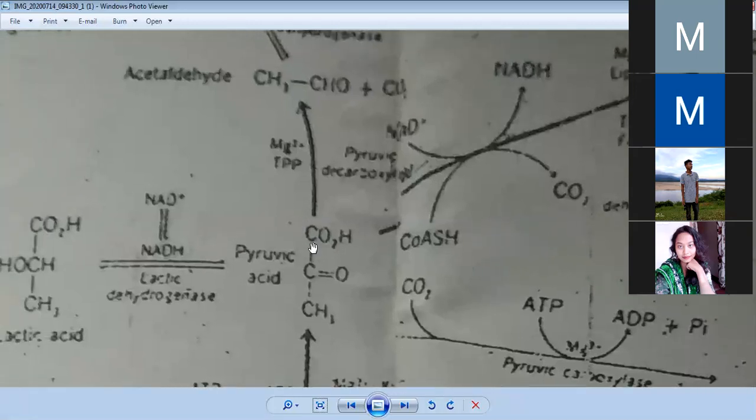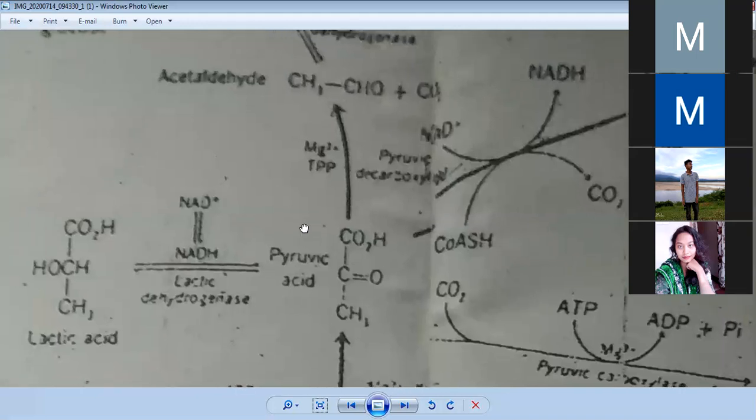One is pyruvic acid can be converted into lactic acid. Okay, and in that case one NADH will be used. NADH will be converted into NAD. And there is an enzyme known as lactate dehydrogenase. And to the pyruvate, you see, 2H will come. So this 2H will come here, one H on the left and one on the right. So this is why it will become lactic acid. Clear?